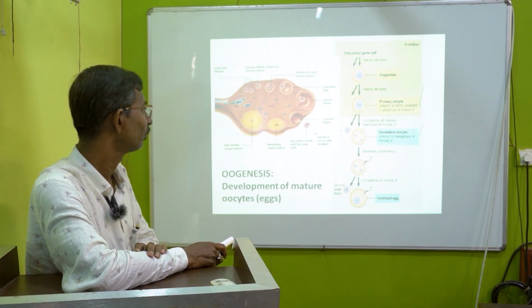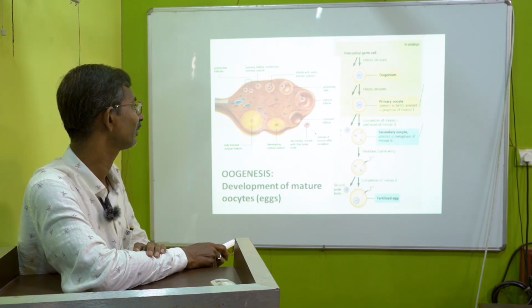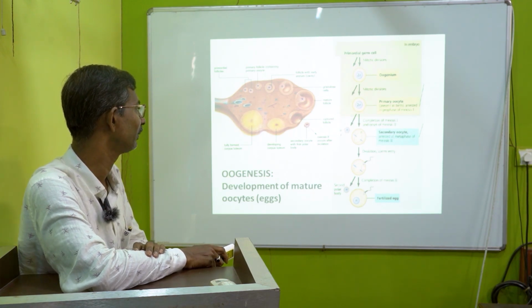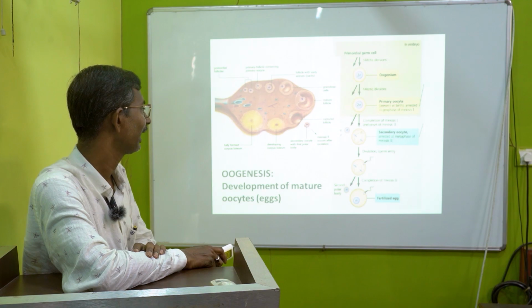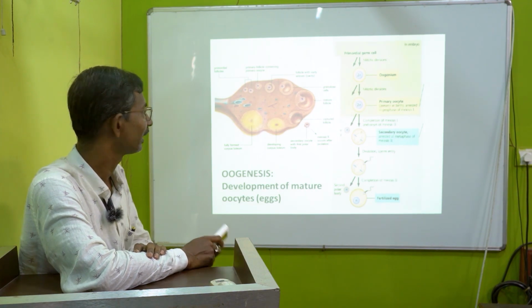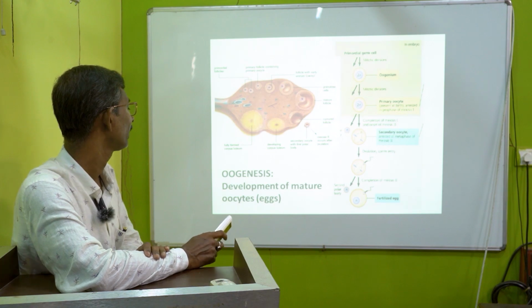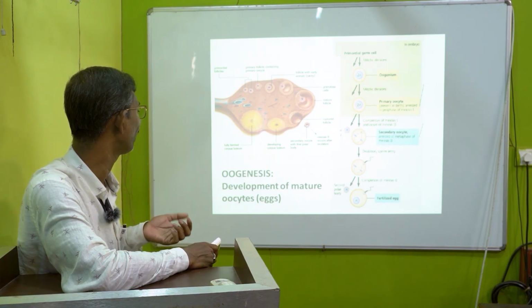From the secondary oocyte, with ovulation and sperm entry, fertilization takes place, and there is completion of meiosis, releasing the second polar body. This is oogenesis. From oogenesis, the ovum is developed.